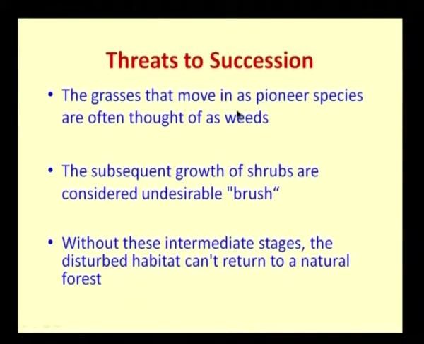The grasses that move in as pioneer species are often thought of as weeds. The subsequent growth of shrubs is considered undesirable brush. But without these intermediate stages, the disturbed habitat can't return to a natural forest. Essentially it means that if these are not recognized as pioneering species, people will just continuously clear the grass or the shrub, but these are the most important elements for the climax community to come back in this region.